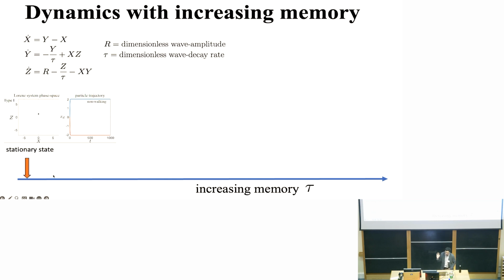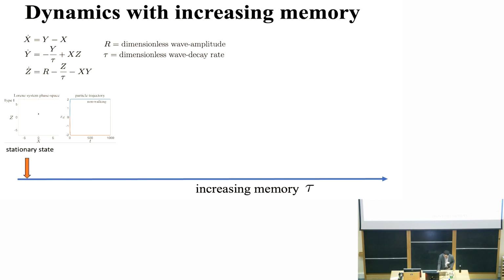So at low values of tau, when you solve for the steady states of the Lorenz system, you find that there is one stable point where capital X is equal to 0, which is this black dot. So capital X, if you remember, was the velocity of my particle. So this means that the velocity of the particle is 0. So my particle stays stationary, and we have a stationary state of the droplet. And this is something you see in experiments when you have low amplitudes of vibration.